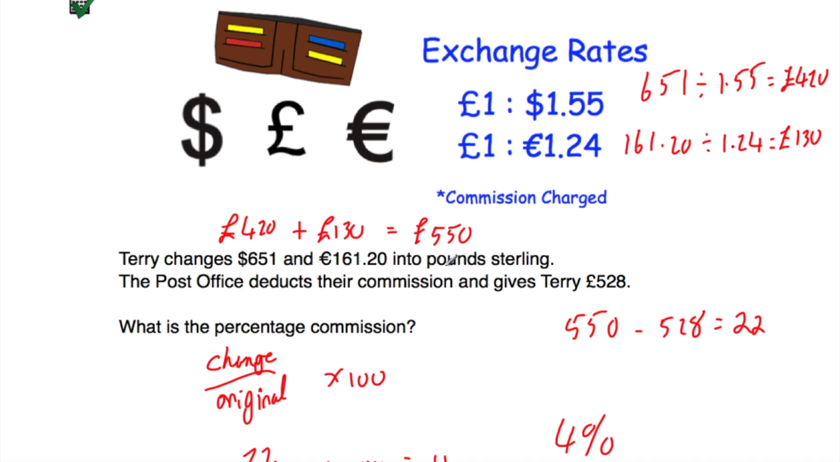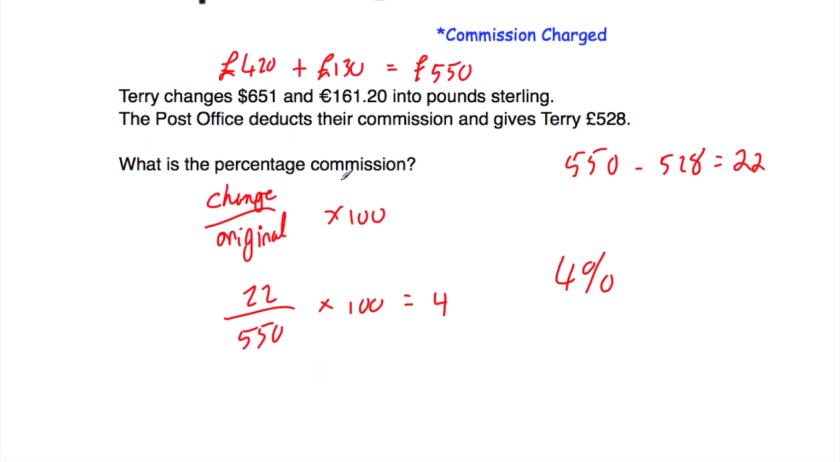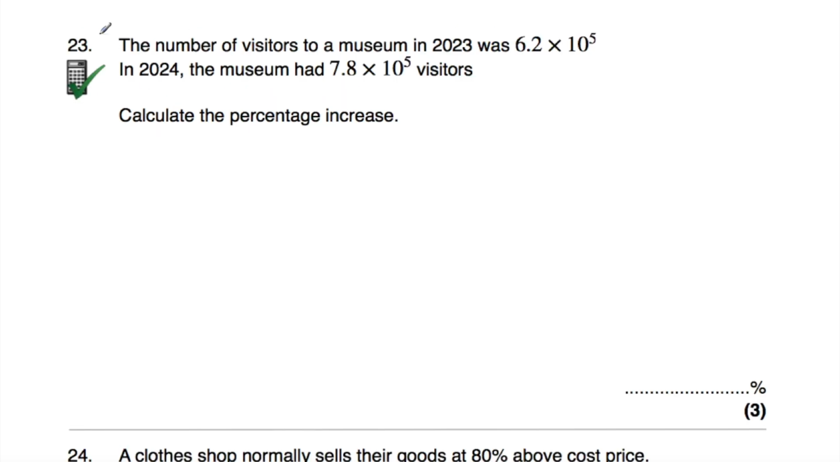So if there was no commission, he would have received £550. He received £528, so we worked out the change, what it went down by, and then we worked out the change divided by the original times 100, and we worked out that the rate of commission was 4%, and that's it. Okay, let's have a look at our next question, question number 23.